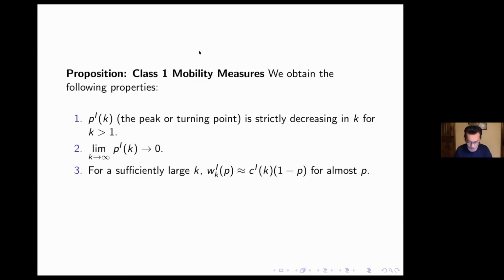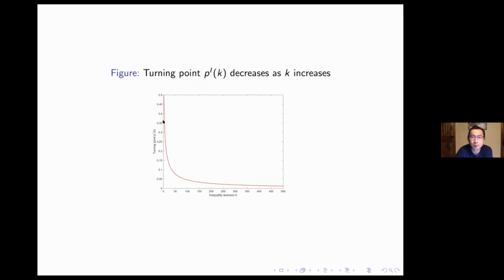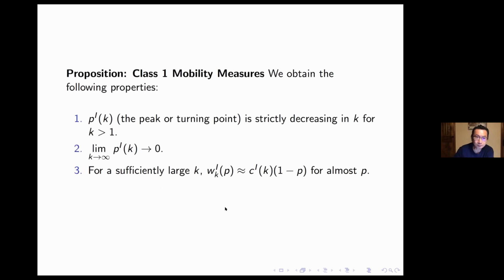So what we derive here is a general result showing the property of this peak form. The peak here, when the inequality aversion increases, drastically decreases. That means you will place more and more weight on those individuals in the lower tail. So we have several results: the peak is strictly decreasing in k. And eventually, when the inequality aversion parameter becomes sufficiently large, this is approximately a linear form, linearly decreasing as you increase the rank of the position.